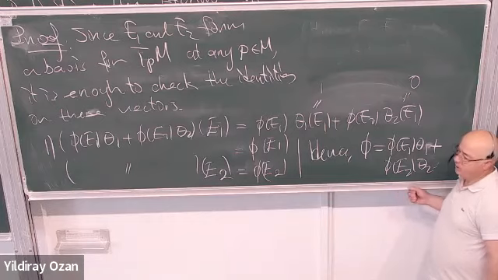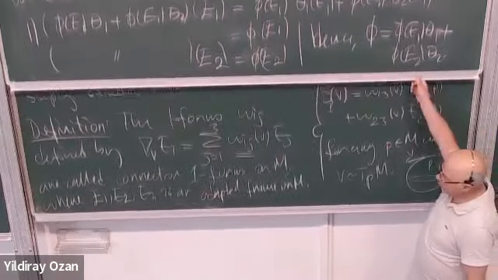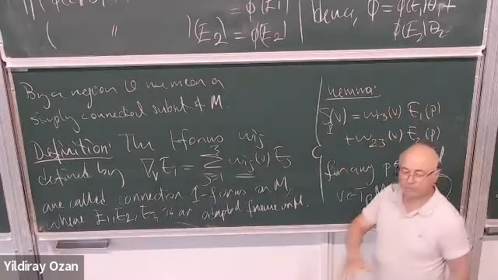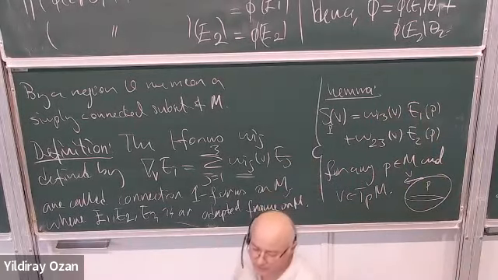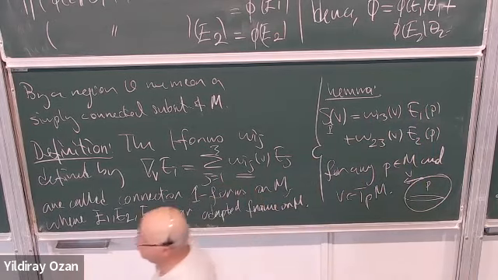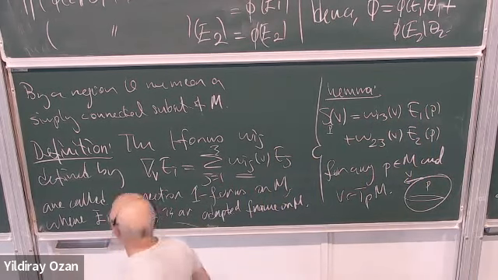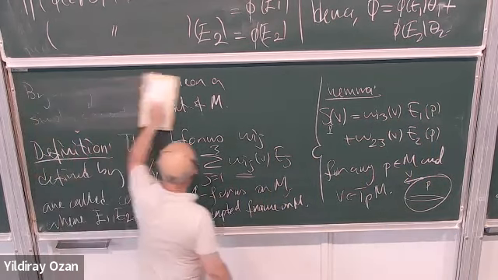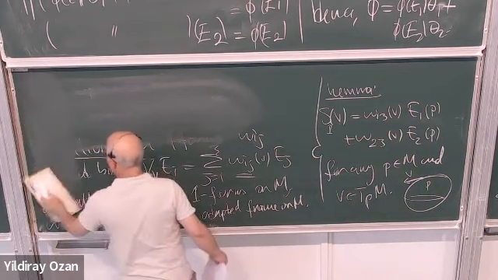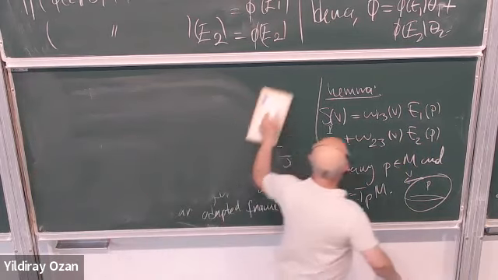I mean, E3 is, theta three, we don't have theta three. So if you have a one form which is defined on the tangent space, theta three cannot be a part of it because it is identically zero. Let's see the second one. It is more interesting.